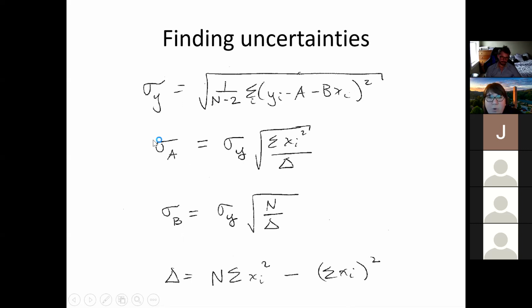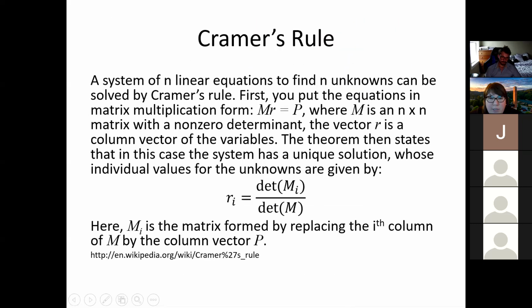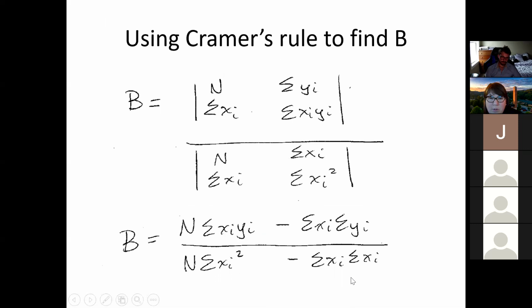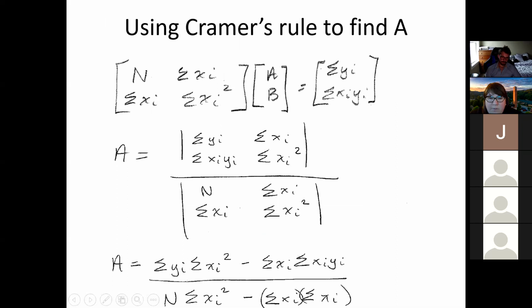The uncertainty for the value A, for that y-intercept, is going to be the standard deviation times the square root of the sum of the x sub i value squared, divided by this quantity delta, n times the sum of x sub i squared minus the sum of x sub i, squared. Delta was actually the denominator of B and of A. So that's also written as delta sometimes, for the A and B values.